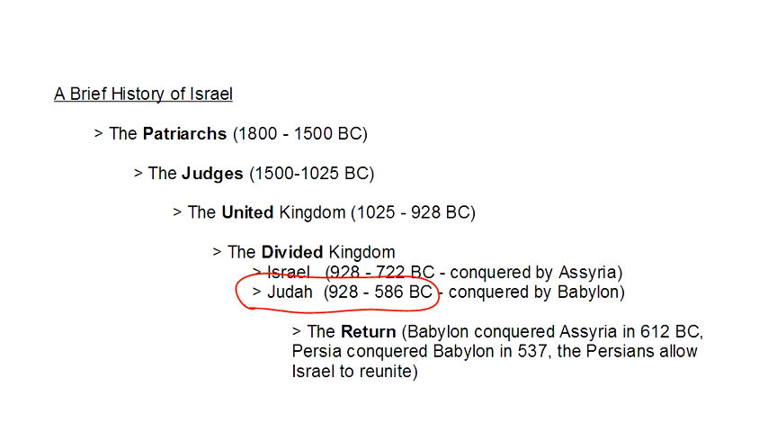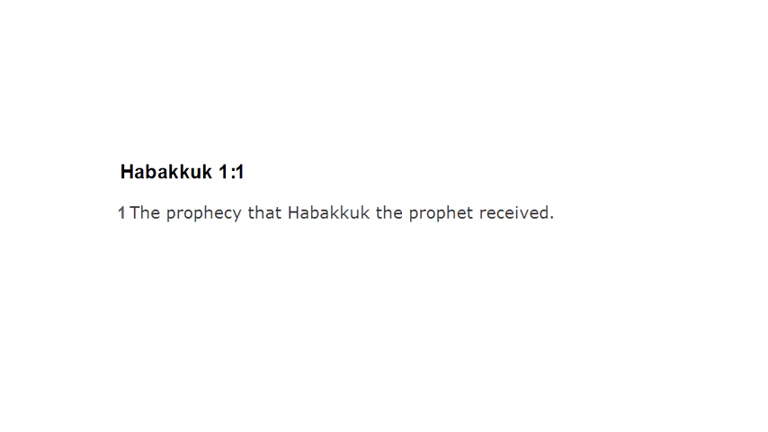Now, Babylon also went on to conquer Assyria and sort of absorb them into their nation. But then Babylon was ultimately conquered by the Persians, and it was the Persians under Cyrus who allowed Israel to return to Jerusalem and be reunited again as a nation. So that's kind of a brief history of the nation of Israel, and again, this book fits in there during that divided kingdom period. And here's verse 1.